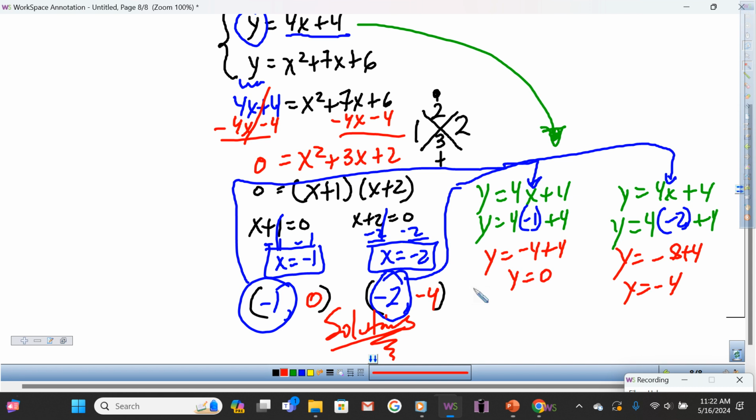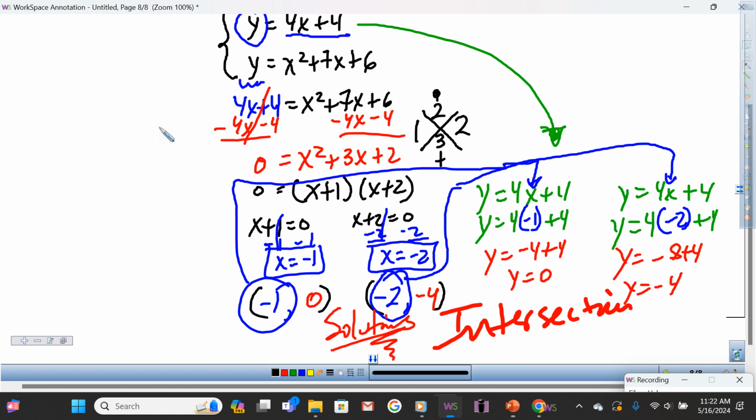Now let's remind your neighbor, what does this mean in regards to a system of equations? What are these two right here? Tell your neighbor, what does that mean? Then Martin's going to enlighten us. What are these two, Martin? Very good. He said intersection of both graphs.